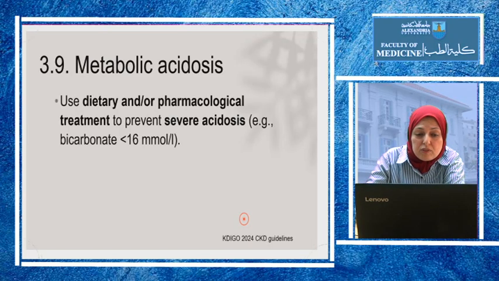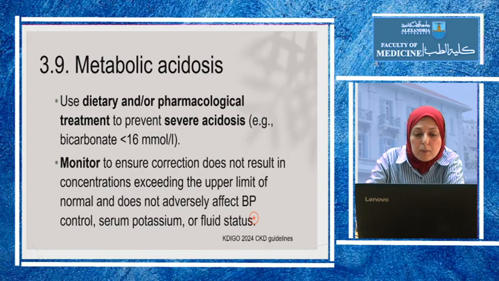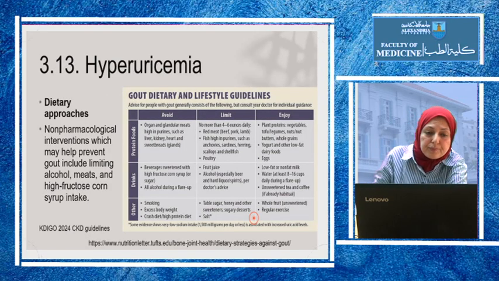Treating metabolic acidosis is very important, and actually part of this treatment is increasing fruits and vegetables, because fruits and vegetables are base producing once they are broken down, and actually proteins are acid producing. And if the patient has severe acidosis with a bicarbonate of below 16, he should be given bicarbonate to correct this acidosis, and we should monitor the correct dose.